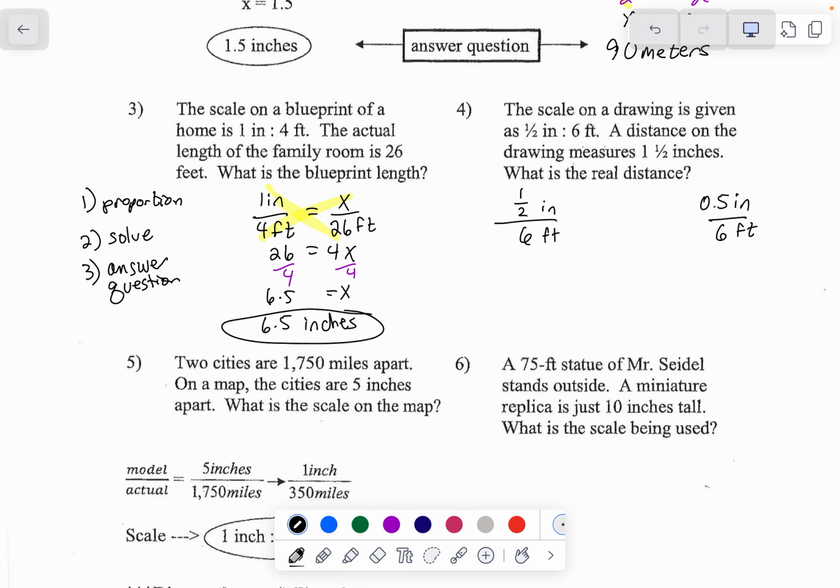Now if we keep it fractional, does the 1.5 go on the top or the bottom? Should the 1.5 go on the top? It should go on the top, right? Because of the fact that it is the scale. It is inches. They match. So the real distance is in the bottom. That's your X. Now we can keep the pattern going on the right side with decimals.